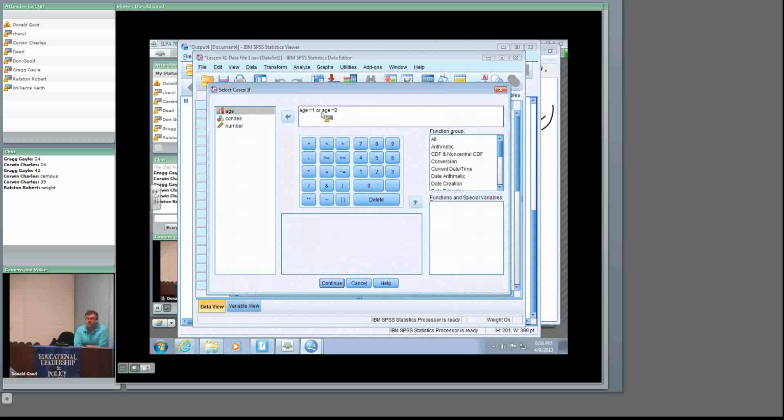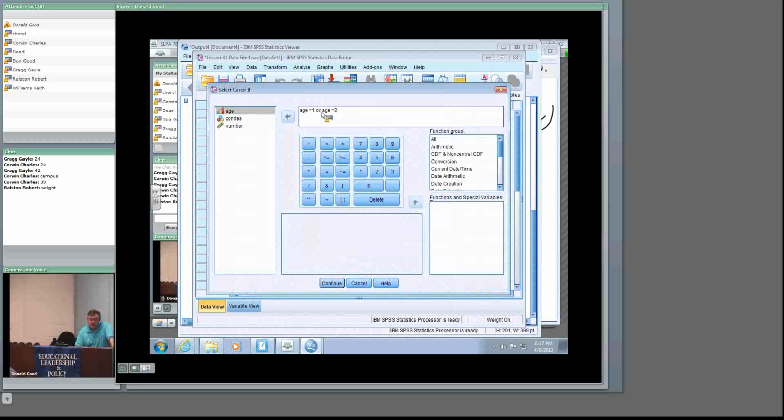There are spaces here, yes. I'm 10% sure. We'll find out in just a second. Or age is equal to 2. Not and, it's got to be or. I want all the ones, either they're 1s or they're 2s if I want them.